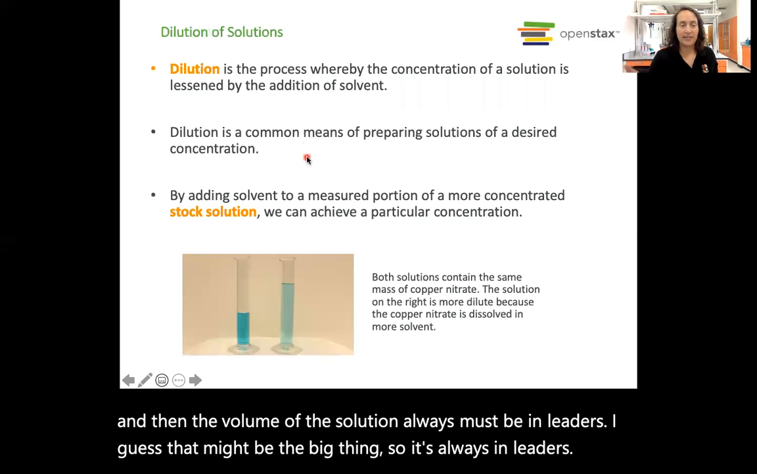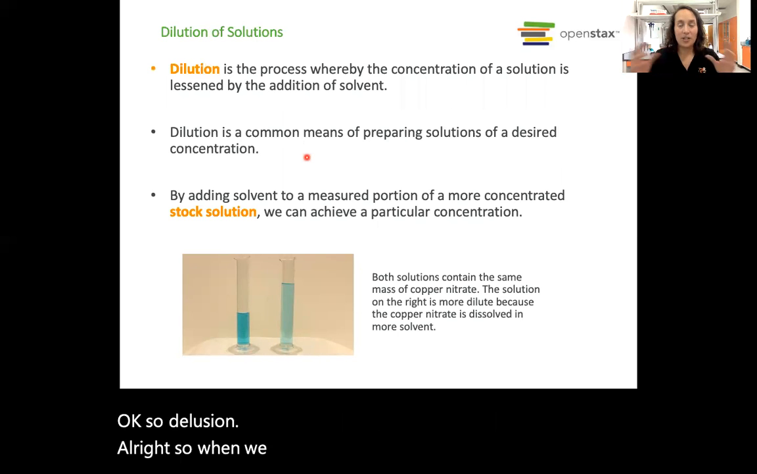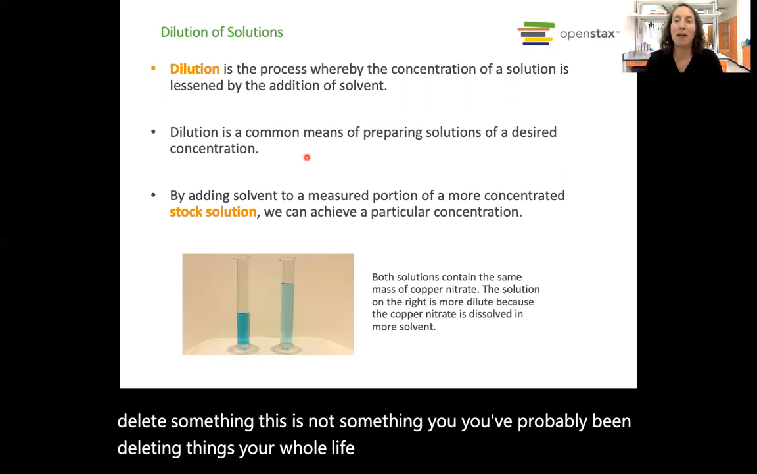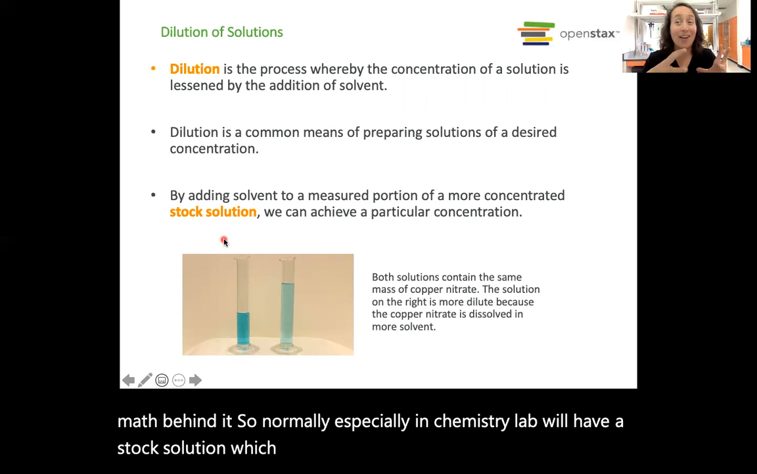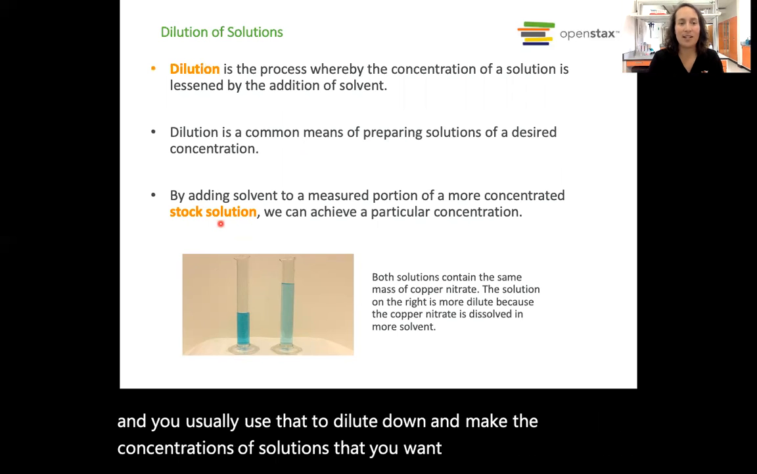Okay, so dilution. When you dilute something, this is not something new. You've probably been diluting things your whole life, but now we're putting some math behind it. Normally, especially in chemistry lab, we'll have a stock solution, which is a higher concentration of something, and you usually use that to dilute down and make the concentrations of solutions that you want. So the stock solutions tend to be more concentrated.